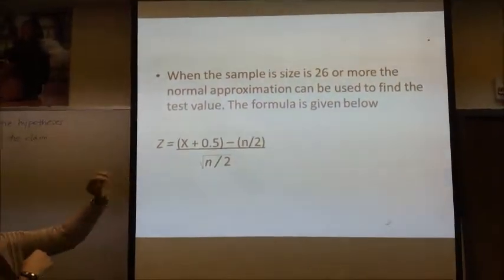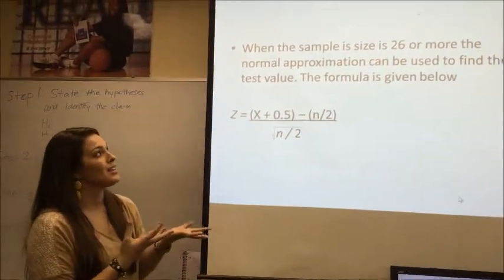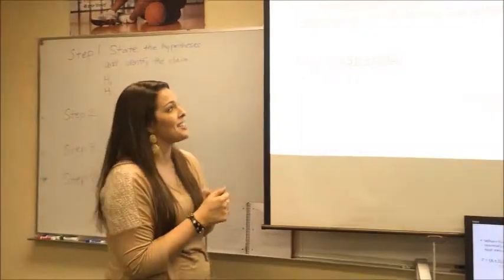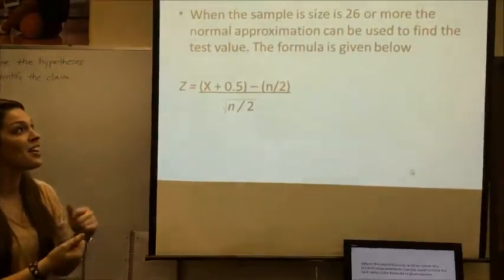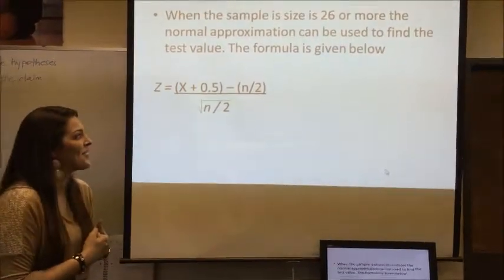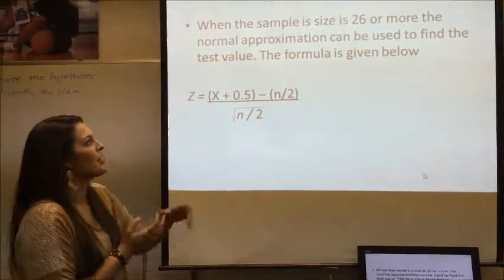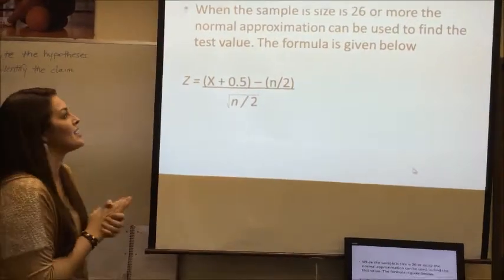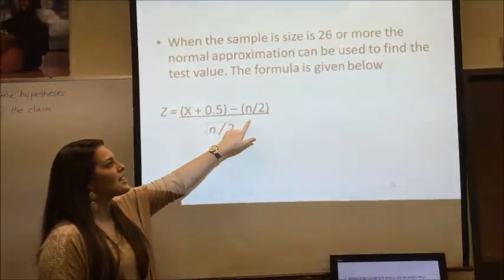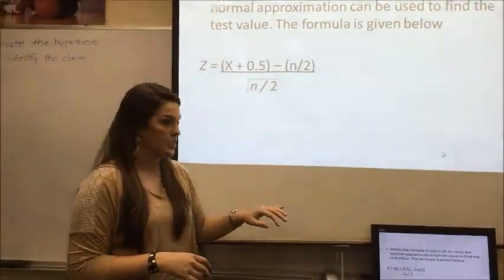Oh, also in addition I wanted to add this in here. When the sample size is 26 or more, the normal approximation can be used to find the test value. The formula is given below. Z equals x plus 0.5. I'm sorry, there's a typo in the above section. Just ignore that. Back to here. Z equals x plus 0.5 minus n divided by 2, and this is all over the square root of n divided by 2.